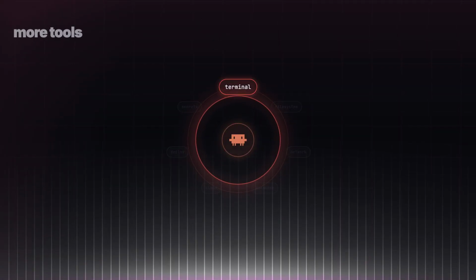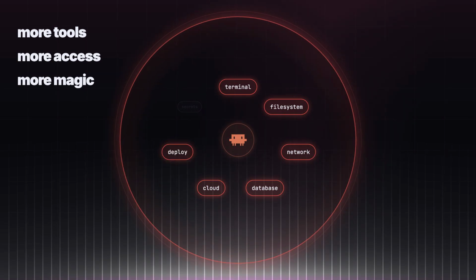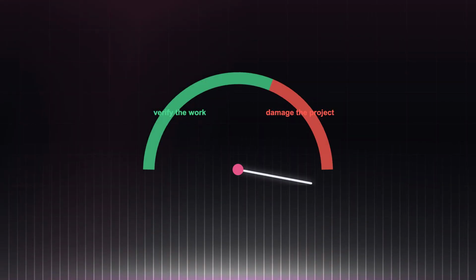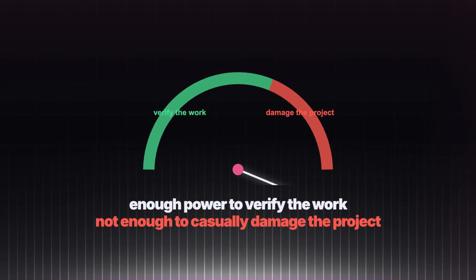This setup matters because vibe coding often treats tool access as a power boost. More tools, more access, more magic, but more access also means more ways to make a mess. The serious version is permission design. Give the agent enough power to verify work. Do not give it enough power to casually damage the project.